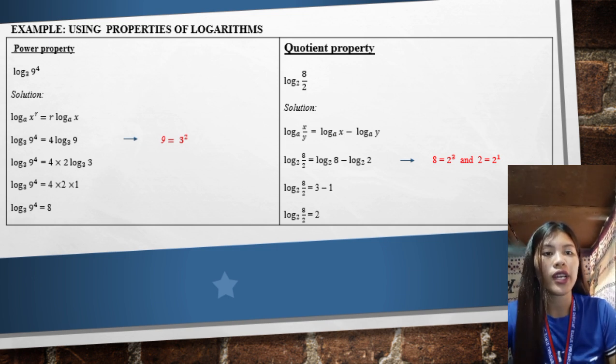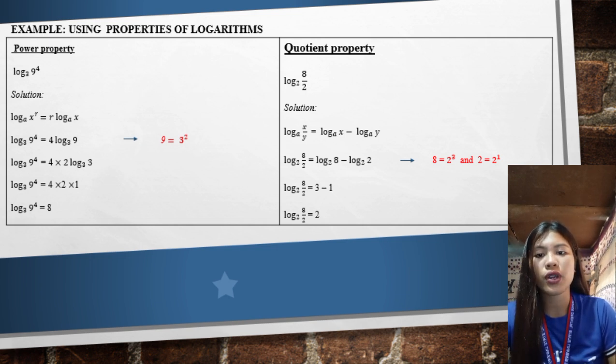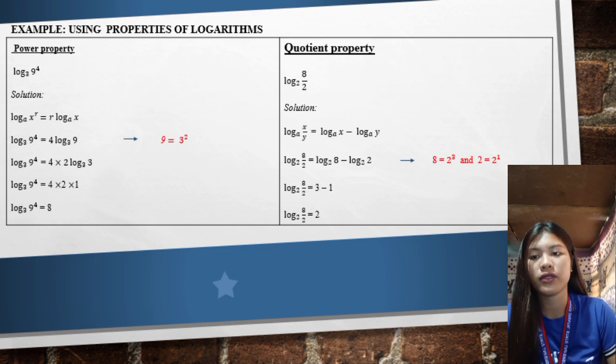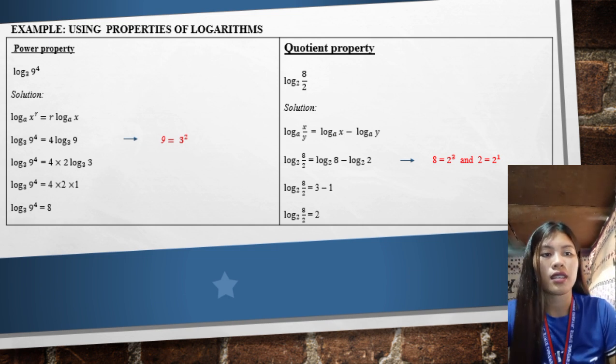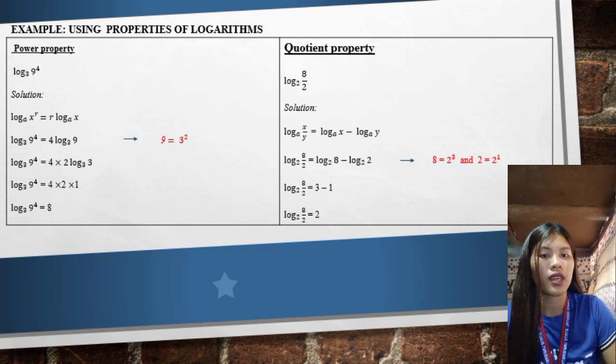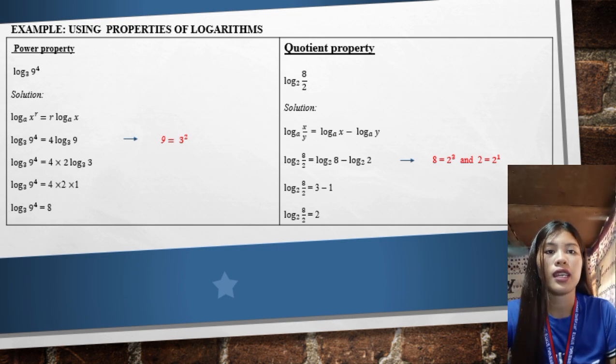Therefore, we have 4 times 2 times 1. And then the answer of our logarithmic expression of log base 3 of 9 raised to 4 is equal to 8. Next, we have the quotient property.